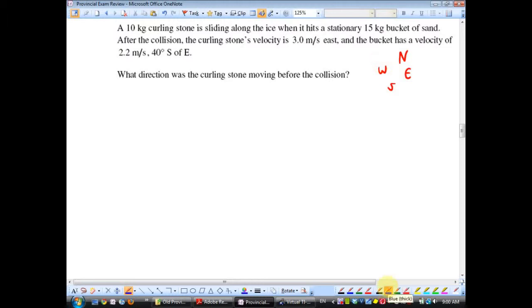So this is a collision. Collision, momentum. Hint, hint, hint. Hopefully you'll remember that in a couple of days.